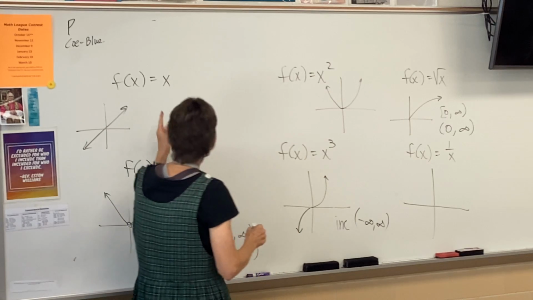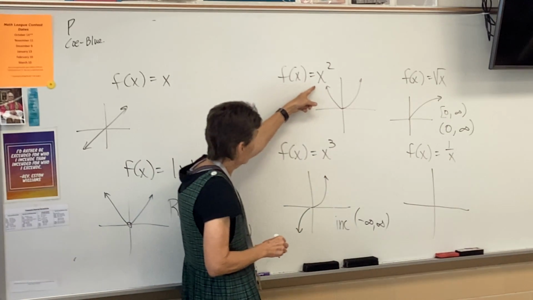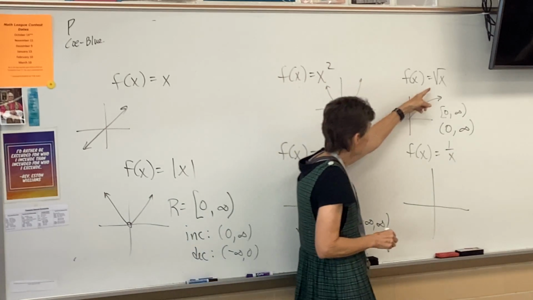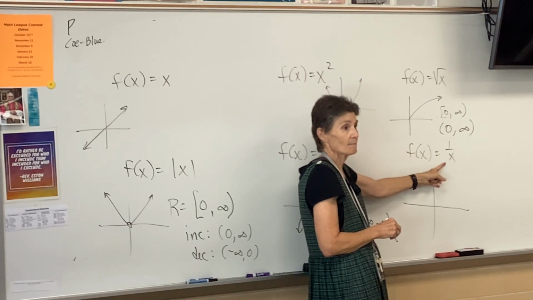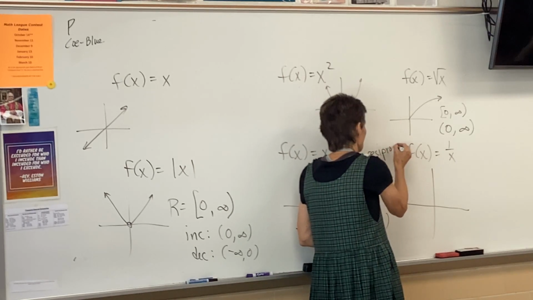So all these have names. This is your linear or identity. This is your absolute value. This is your quadratic. This is your cubic. This is your square root. What do we call this? Reciprocal. This is your reciprocal function.